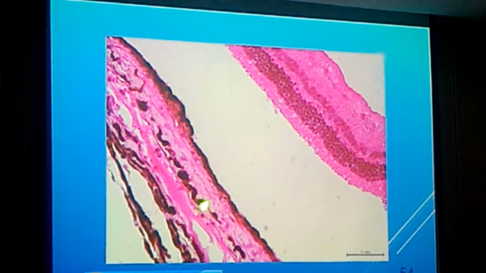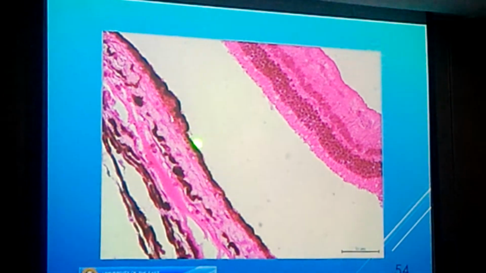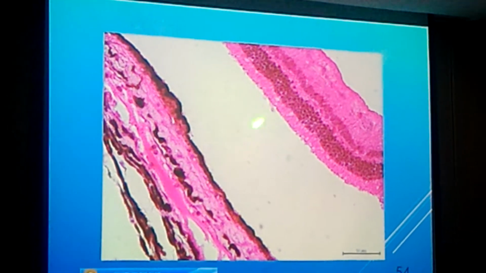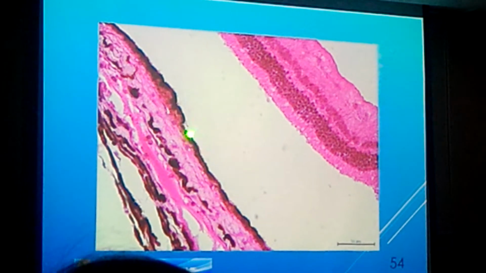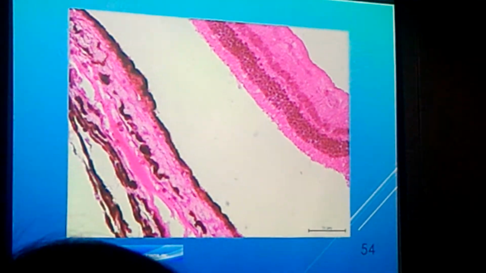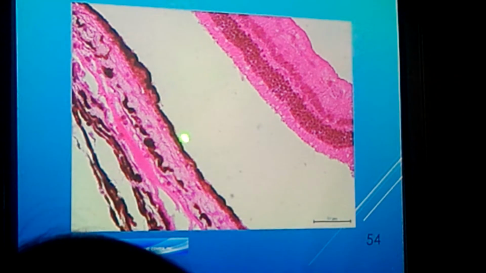Next, during the preparation, this portion split up, but they should be together. And this is what, class? Okay? Where is your pigment epithelium? Is it this one, or this one, or this one?